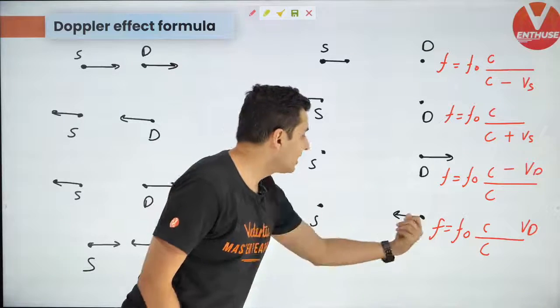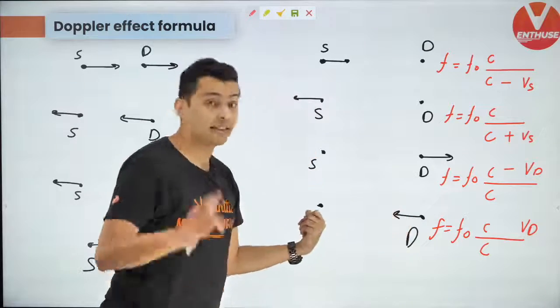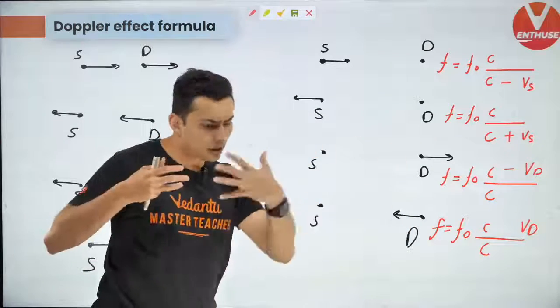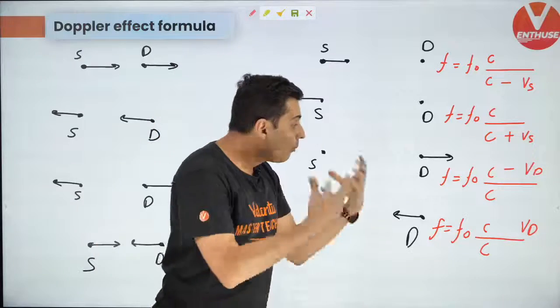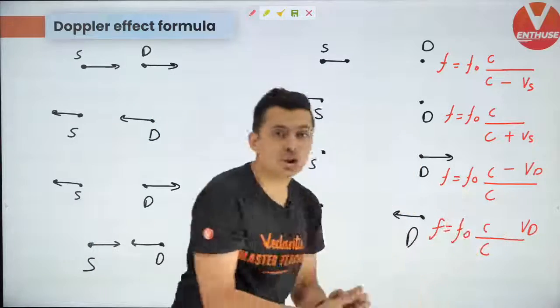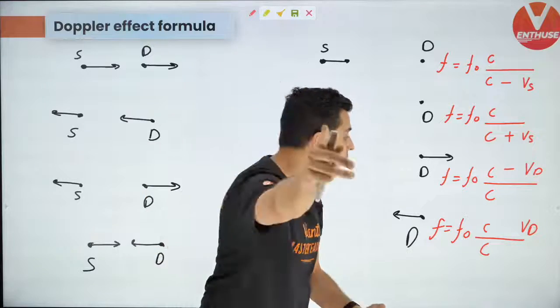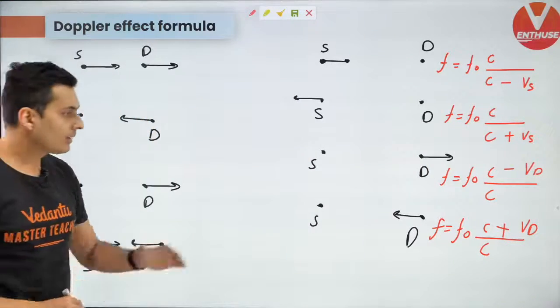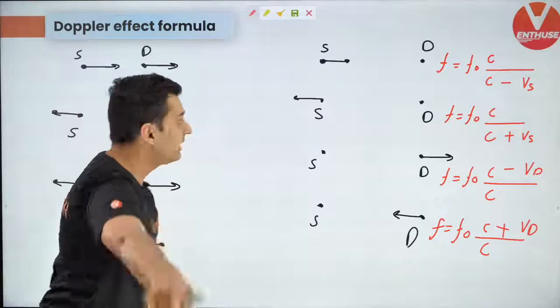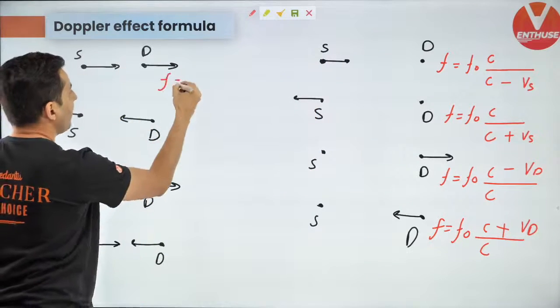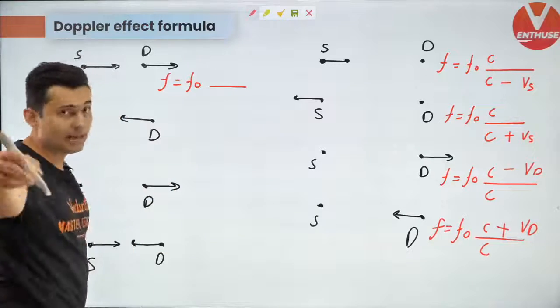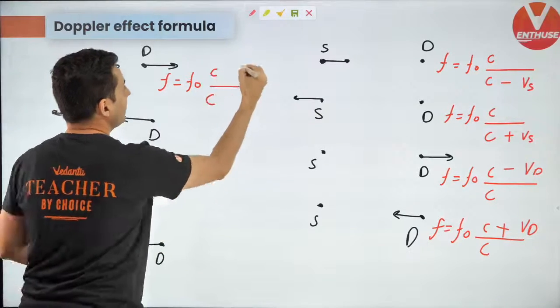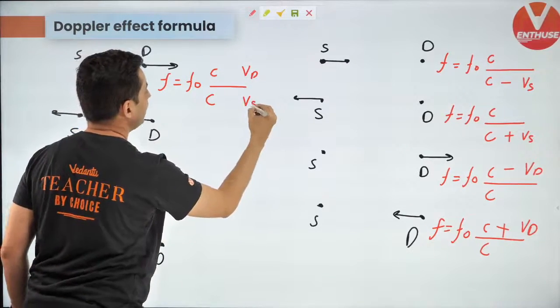Here also, is the detector moving towards the source? Yes. If the detector is coming close, more frequency, this fraction should be more than 1. If it is more than 1, make the numerator bigger. That's it. Correct. Understood? Let's do this one last time. F is F0 times C, C. Here both are moving, so I'll put VD, VS.